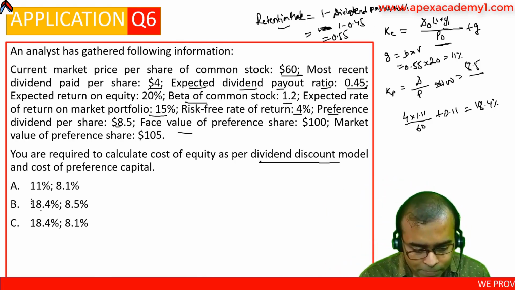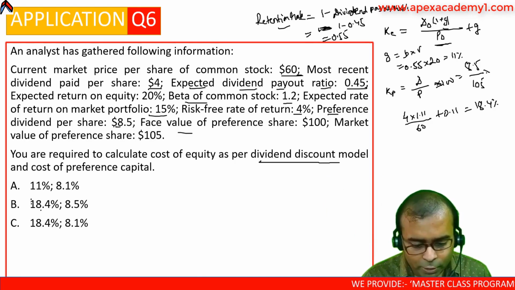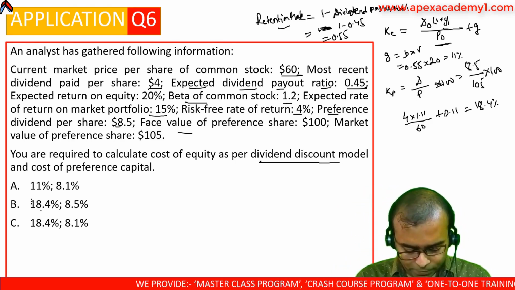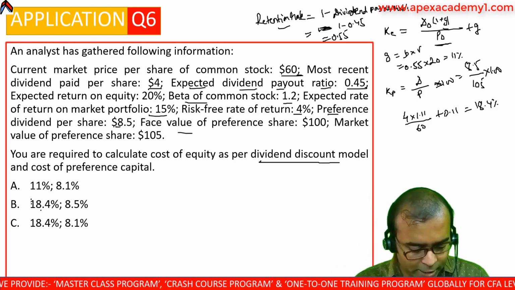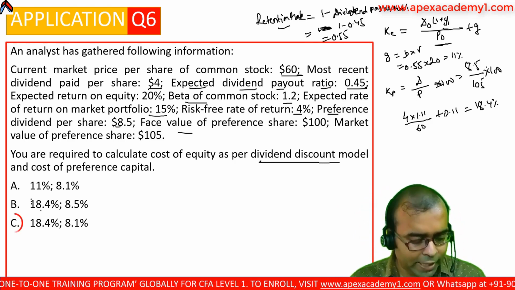Remember that. Okay. So 8.5 divided by 105 into 100. 8.5 divided by 105 is 8.095, or 8.1%. C is the correct option.